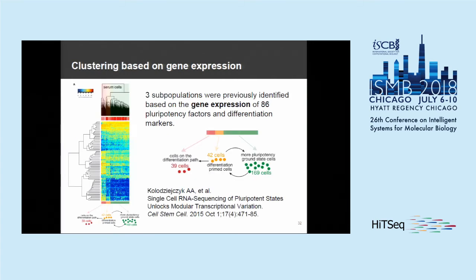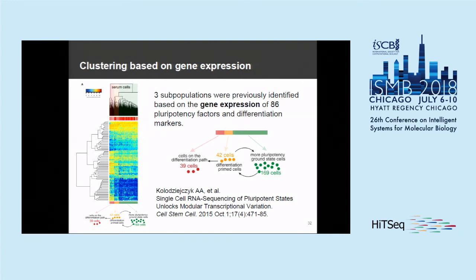So the reason why I picked this data set is because the authors of the publication where they released this data set identified 3 subpopulations based on gene expression analysis of 86 pluripotency factors and differentiation markers. And based on their analysis, they determined that these 3 classes of cells correspond to different pluripotency states of the mouse embryonic stem cell. So I wanted to evaluate the same data set from a sequence assembly perspective.